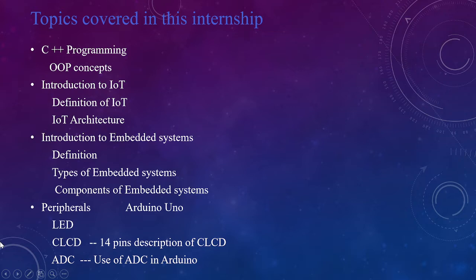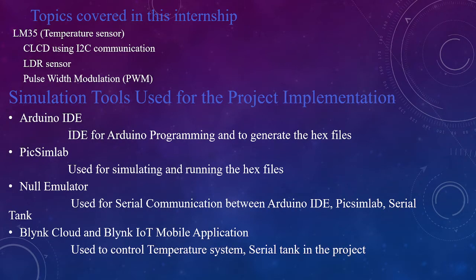Next, we saw the peripheral programming using Arduino Uno. The board we used in the project is Arduino Uno. It consists of the Atmel ATmega328P microcontroller. The peripherals are LED, CLCD, ADC. We saw the 14-pin descriptions of CLCD, and the analog to digital converter used in Arduino.